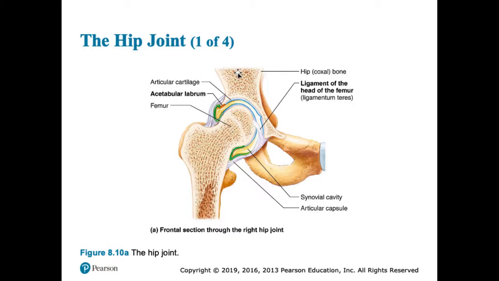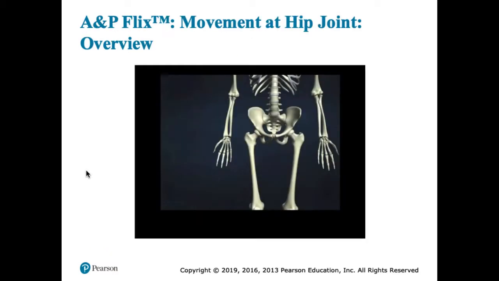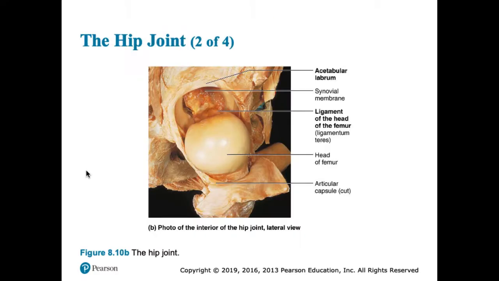So for the hip joint, you can see the frontal section through the right hip joint. You have the femur here, and then, of course, you have the coxal bone or the hip here. And then you see that articular cartilage, the synovial cavity, and the articular capsule. So make sure to look and understand those. Again, like I said with the previous videos, make sure that you go into the PowerPoint and watch the movement so you can see that movement for yourself.